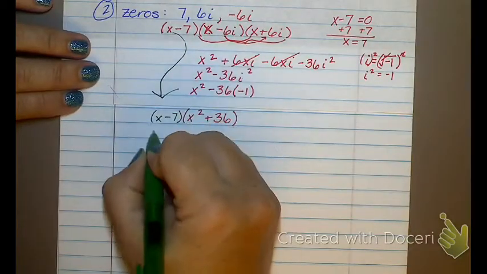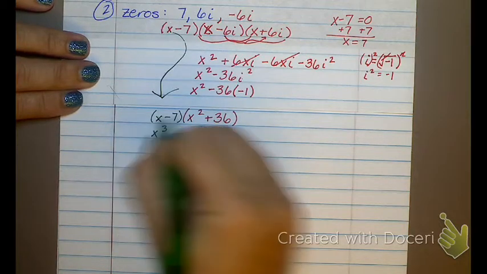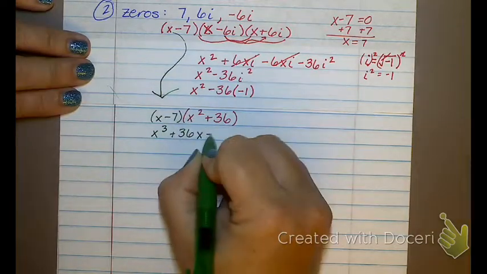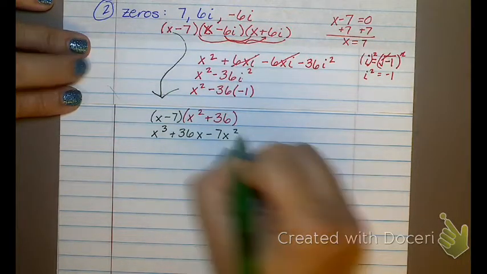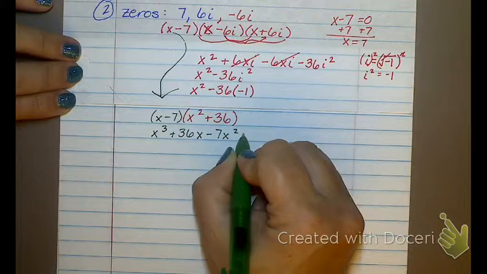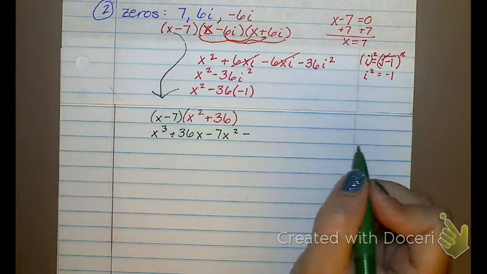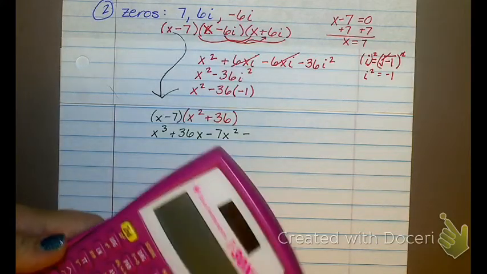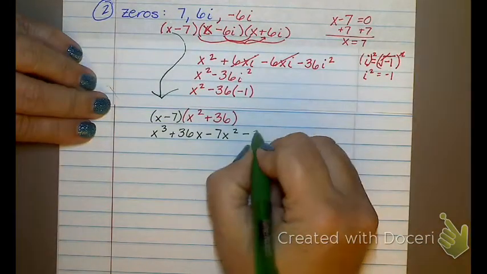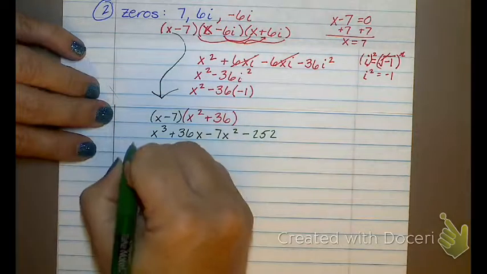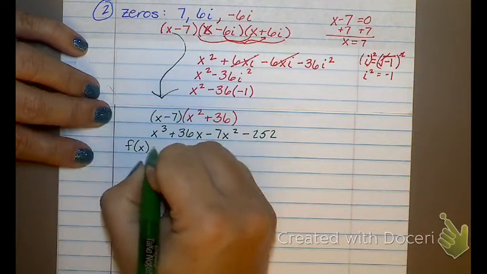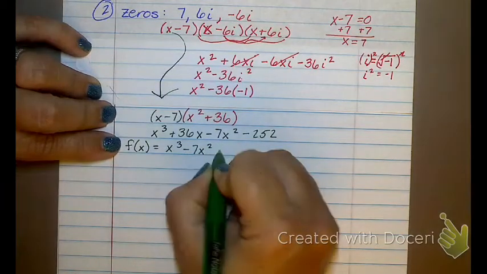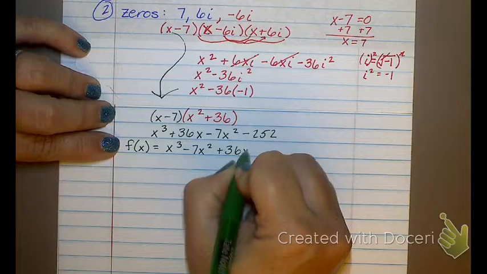X times x squared is x to the third. X times 36 is 36x. Negative 7 times x squared is negative 7x squared. And negative 7 times 36, need my calculator for that one. Negative 7 times 36, negative 252. Make sure your answer, however, is in standard form. So f of x equals x to the third minus 7x squared plus 36x minus 252.